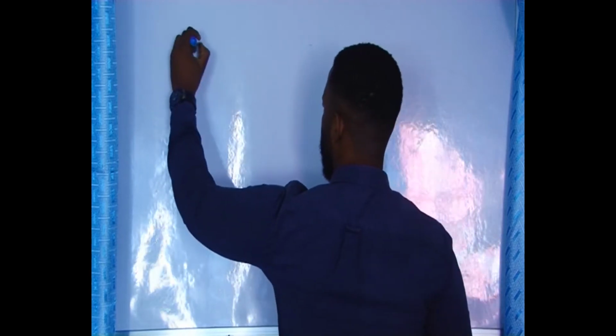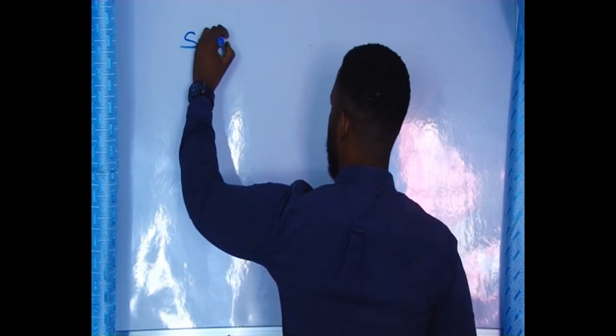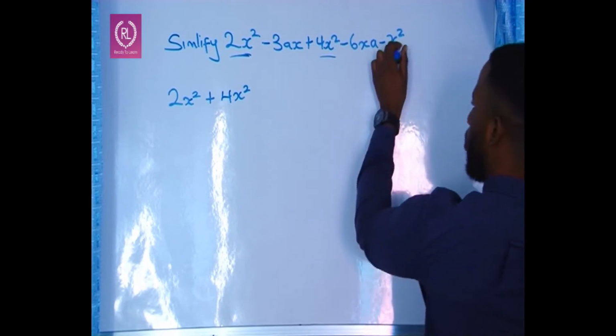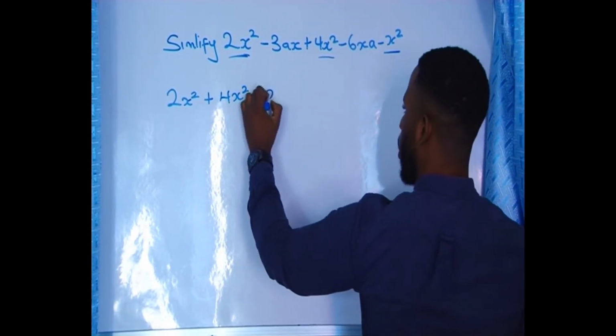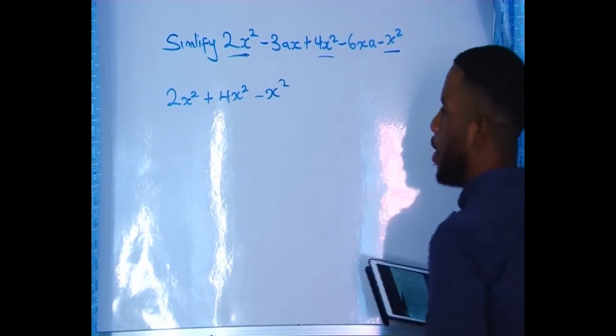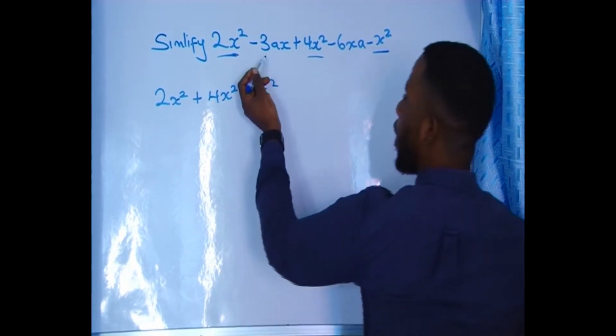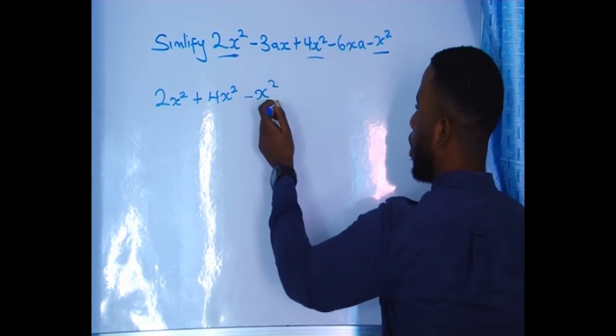Simplify. What's the next thing that has x squared? That would be our minus x squared. Minus x squared. Then the next thing, we should collect any value that has ax as its variable.